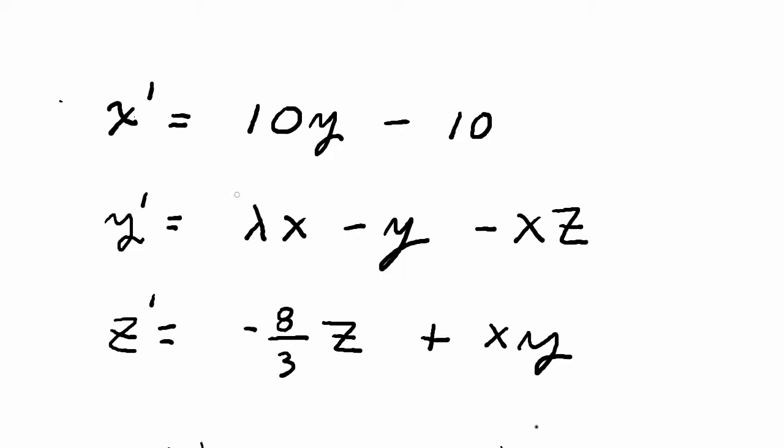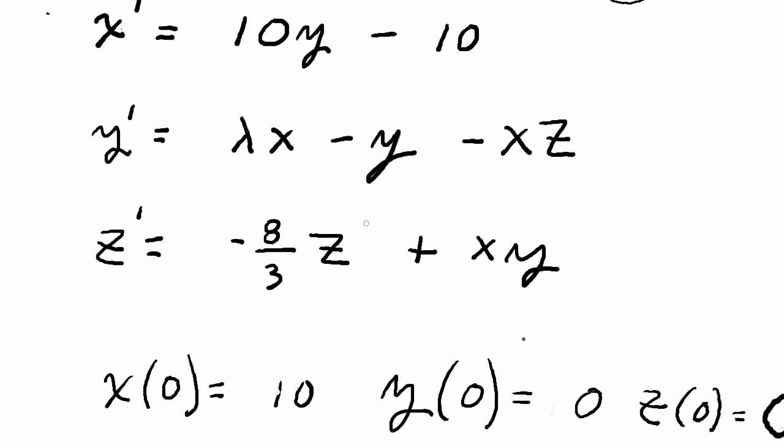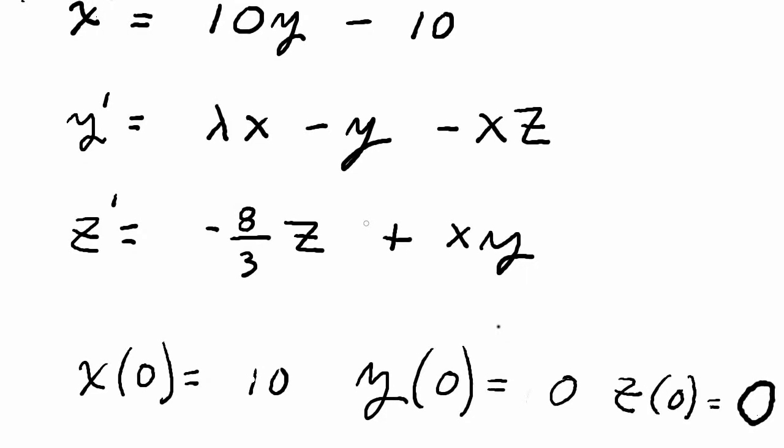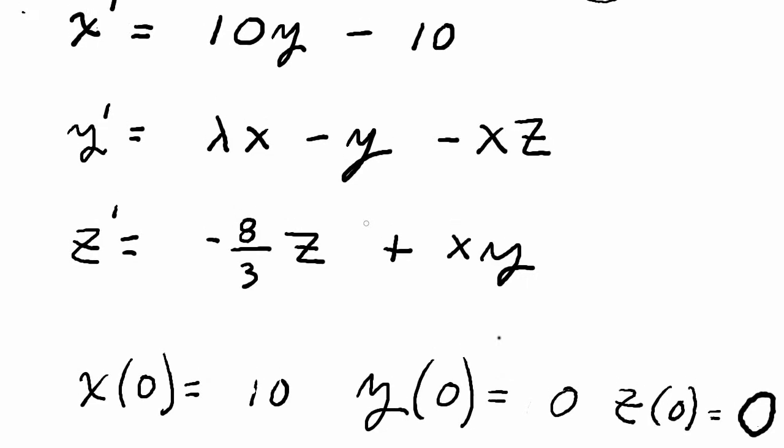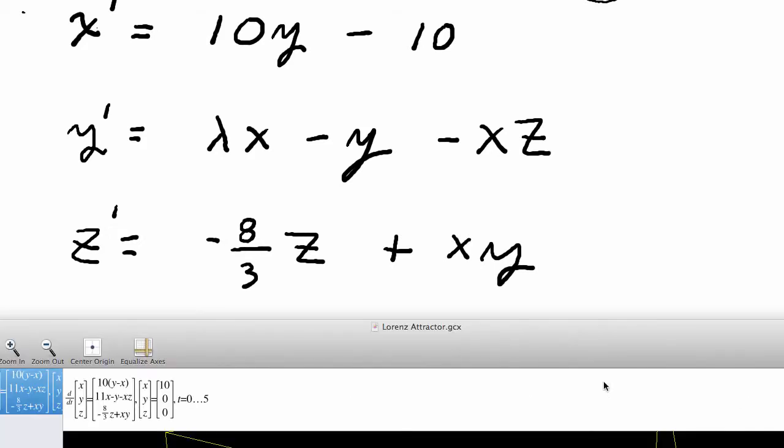Notice here I have this lambda. This lambda is going to be a parameter. So I'm going to allow lambda to change, and we're going to take a look at what some of the trajectories of the solution curves look like for this system. Here's our initial value. We're always going to have the initial values x of 0 is 10, y of 0 is 0, and z of 0 is 0. Let me pull up a little bit of my software here.